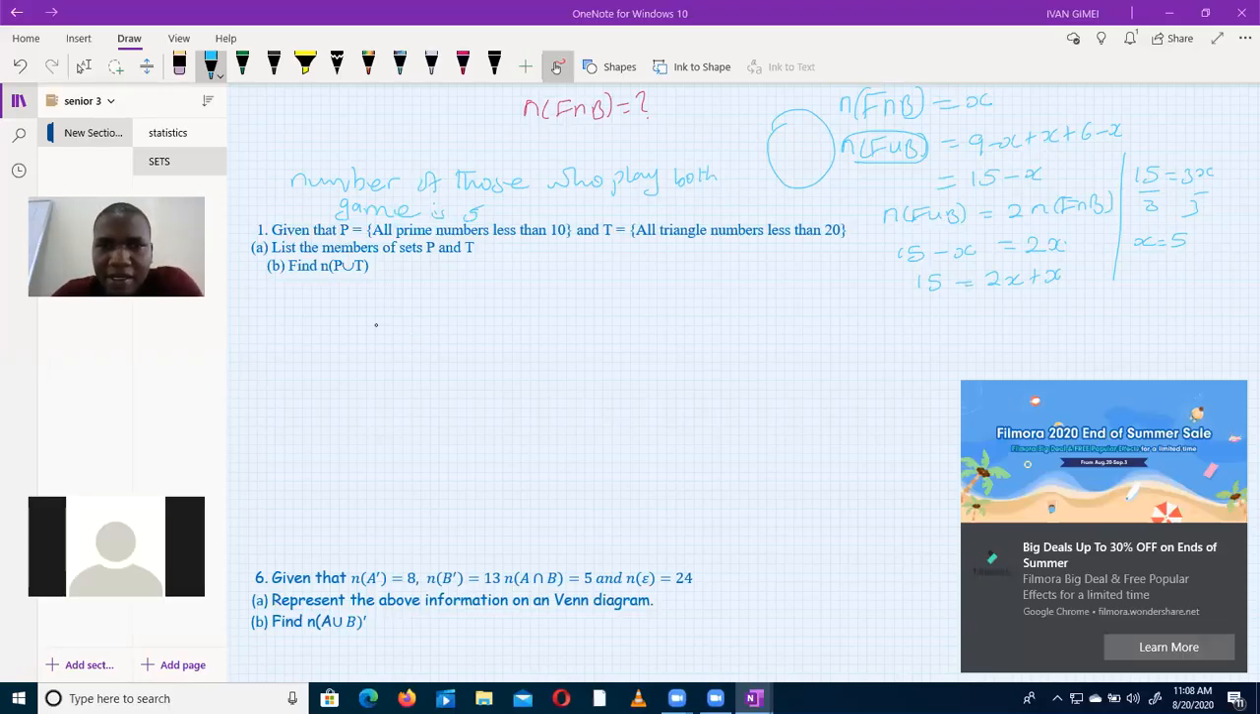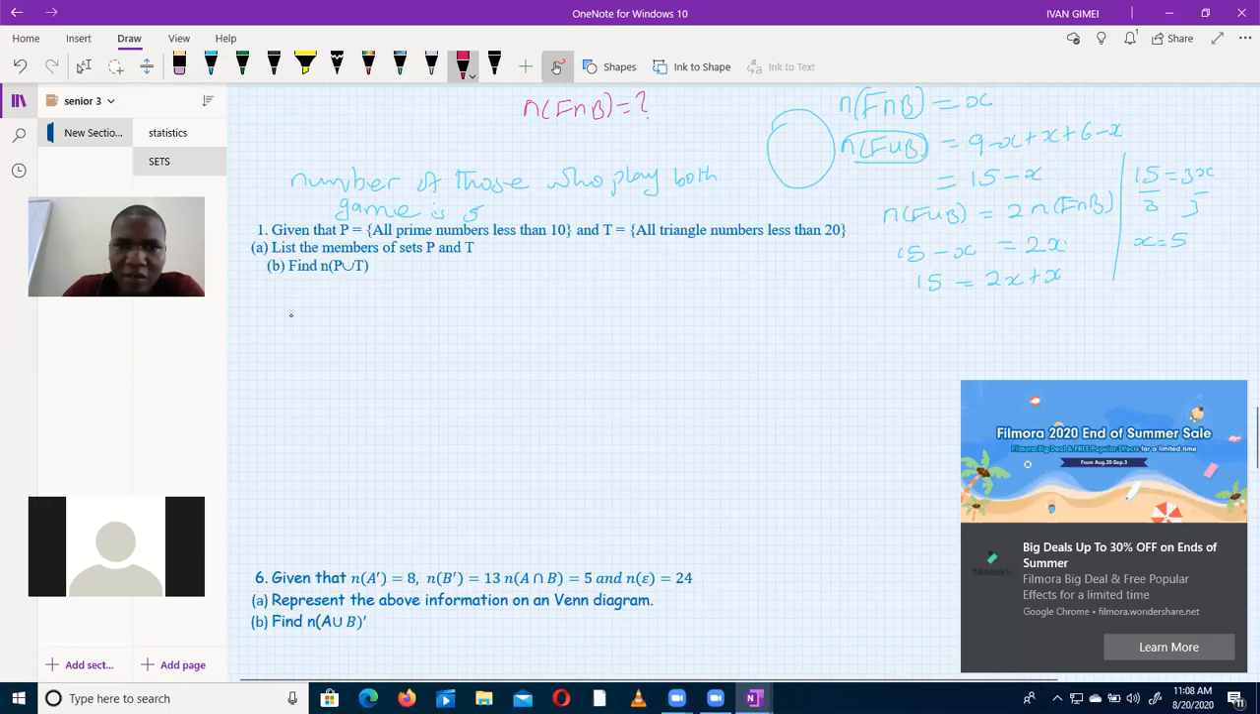They're saying list the members of sets P and T. Now, who can help us do that? What are the elements of set P? They're saying P is all prime numbers less than 10.